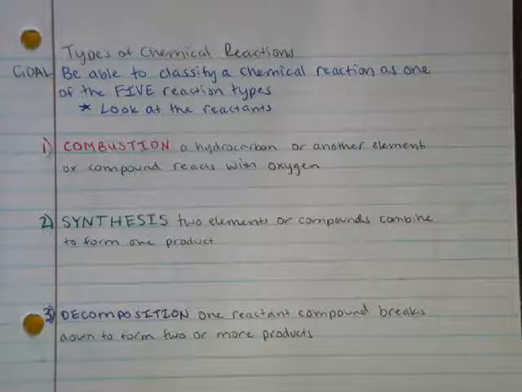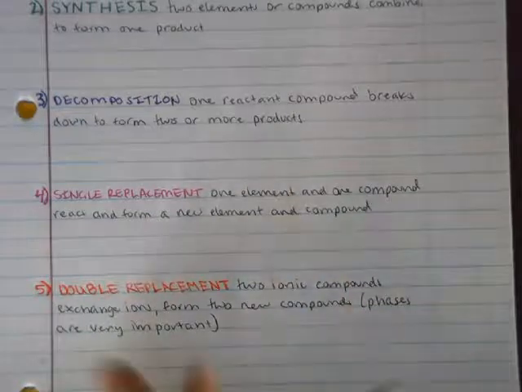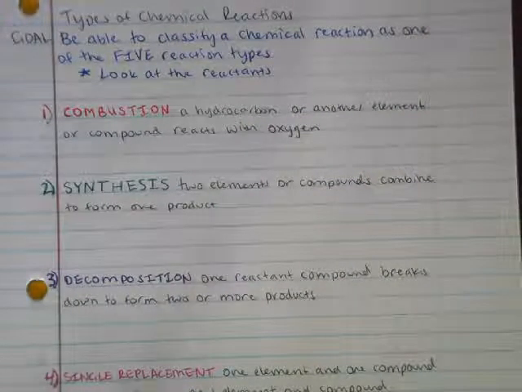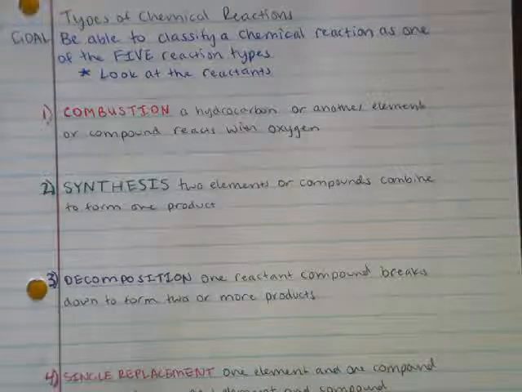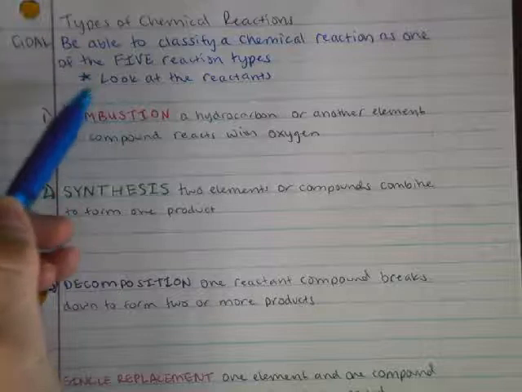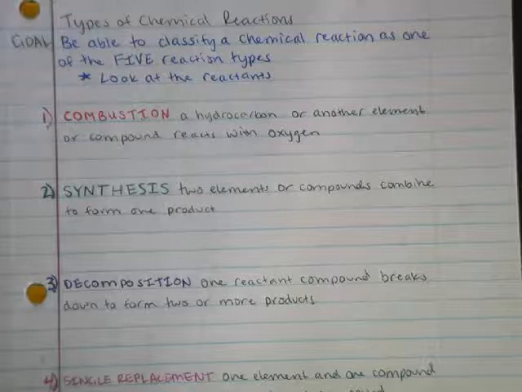And those 5 categories are combustion, synthesis, decomposition, single replacement, and double replacement. We're going to go through each of these in detail in the future. Right now we're just going to do a quick overview of all of them so that you can look at a reaction, and based on its reactants, you should be able to identify what kind of reaction it is, even if you're not able to predict the products quite yet. So that's going to be the key right there, is to look at the reactants.